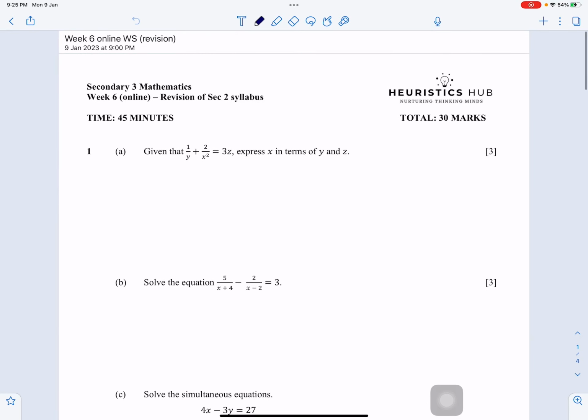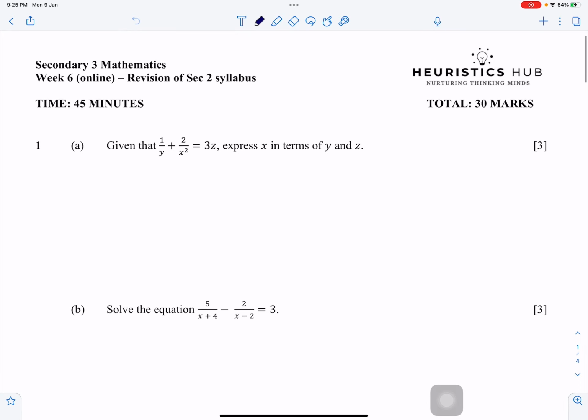Once again, this is actually a recording for your second part of your Sec 2 revision, right? So if you have done your first part, this second part is relatively easier, although there are only a few questions, but they are broken into parts as well. So without further ado, let's begin.